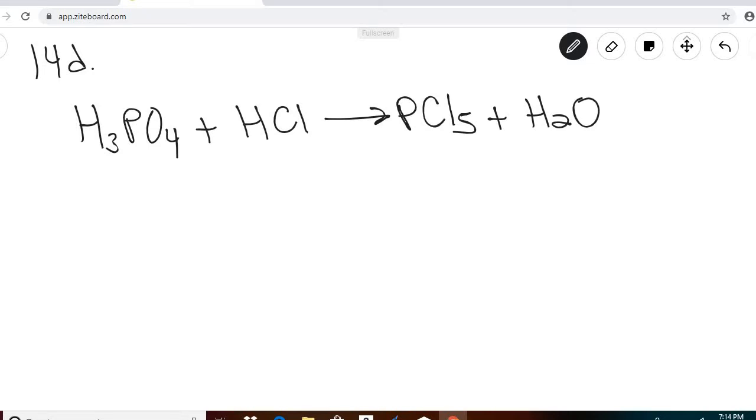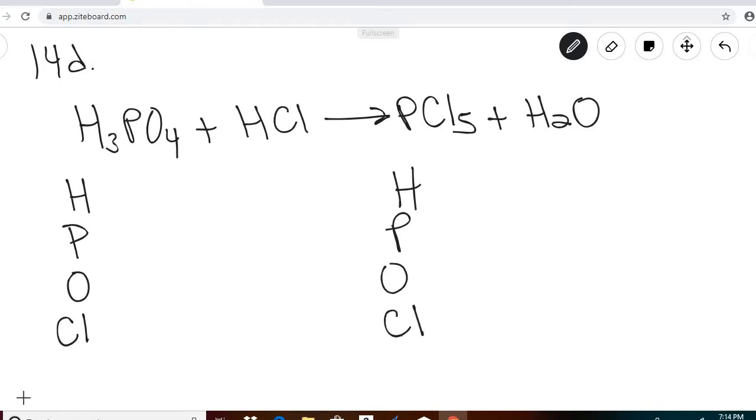Okay, so we have hydrogen, phosphorus, oxygen, and chlorine on each side, on the product side and on the reactant side. Okay, so hydrogens, we have 4 hydrogens over there, and we have 2 here. Phosphorus, we have 1 on each side. Oxygens, we have 4, and we have 1. And then the chlorines, we have 1 over here, and we have 5 over here.